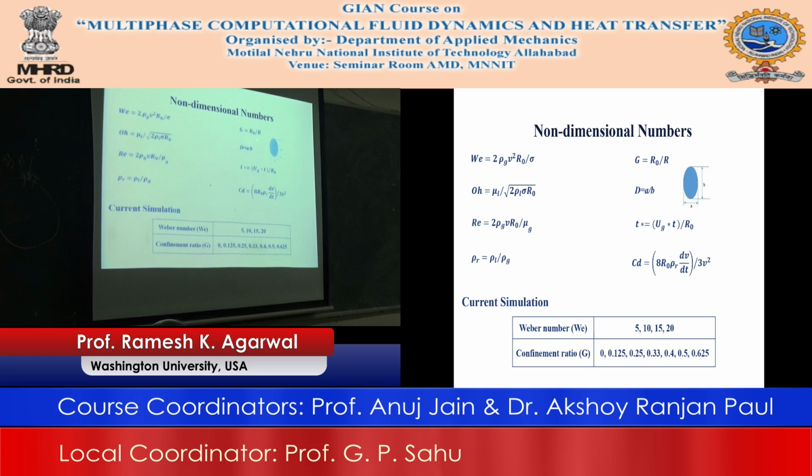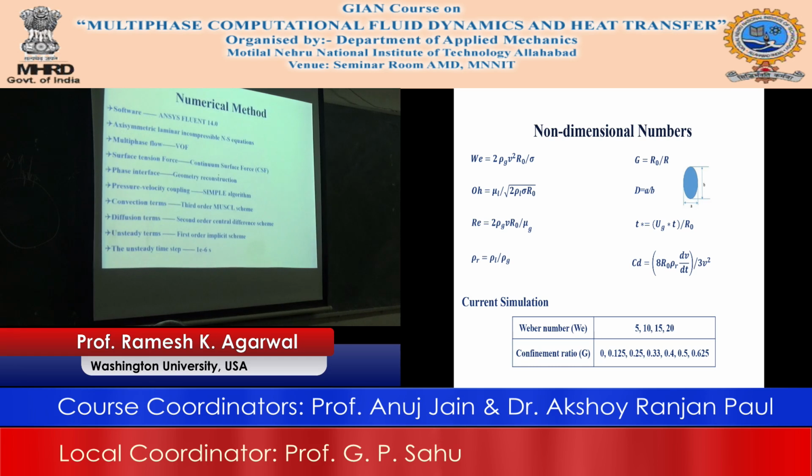And now this is the confinement ratio that was defined in our previous lecture, and that is the width of the channel divided by the diameter. And then you have the Weber number, which is not too large, but it's the one for the conditions that we are considering.